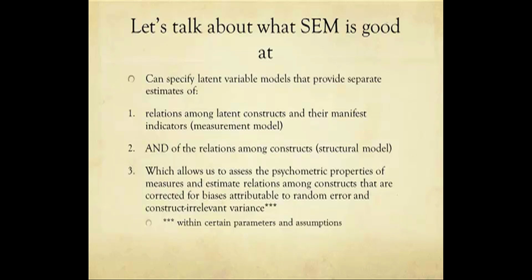Okay, so now that you guys have a brief introduction to SEM with some of the vocabulary associated with it, I'm going to start talking about the assumptions and limitations and, of course, what SEM is good at. Whenever I talk about SEM, I really love using it to specify latent variable models where I can provide these separate measurement and structural models. This allows us to assess the psychometric properties of measures and estimate the relations among constructs that are corrected for bias attributable to random error and construct irrelevant variance. And of course, this is with the underlying assumption, note here that this is within certain parameters and, of course, all the normality assumptions we're going to talk about in a second.